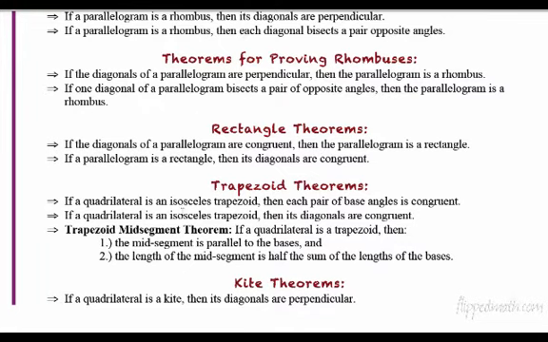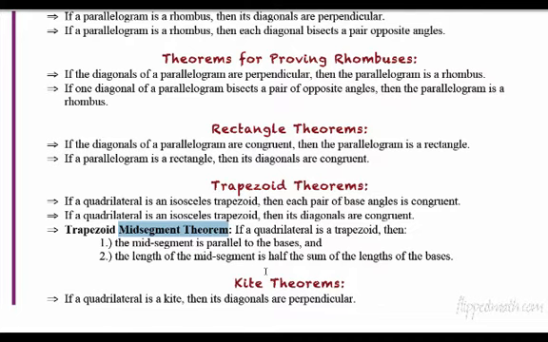For a trapezoid, you have to know what a midsegment is. Remember, that's when you connect the midpoints of the legs. All right, that line is also parallel to the bases. That's one thing, and it is the average of those two bases. You add them up, divide by 2, and that's what the midsegment equals.